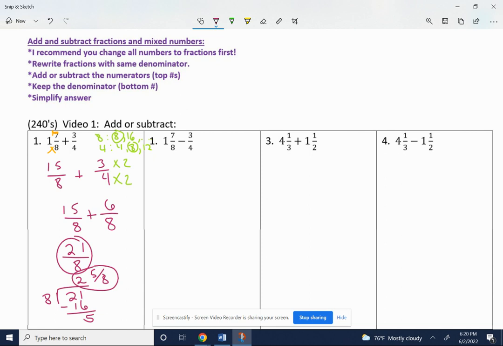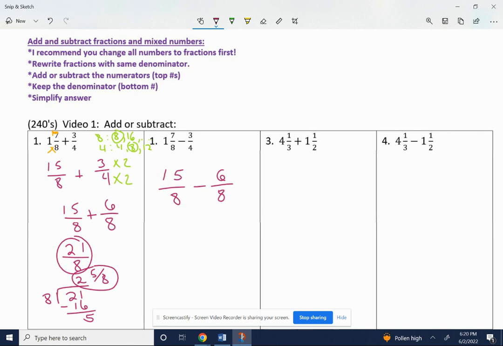Problem, well, it should be problem 2. 1 7/8 minus 3/4. I did that on purpose because we already got a common denominator. We already made them fractions in problem 1. So we're still going to have 15/8 and 6/8 when we do those first couple steps.